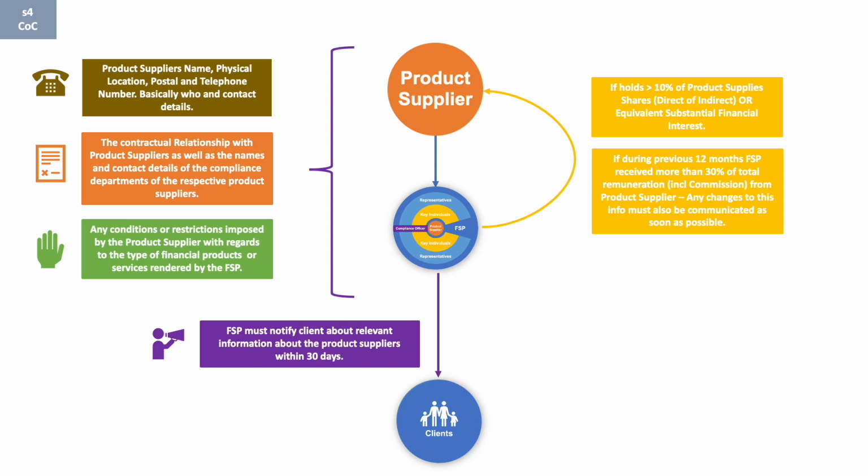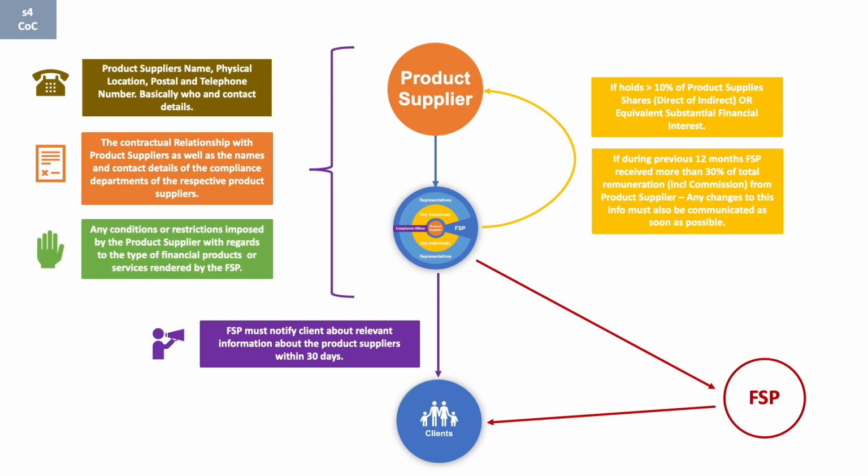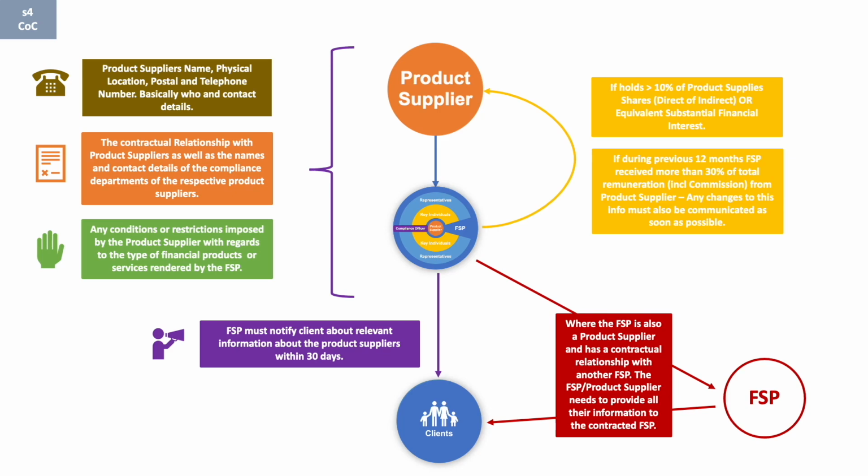Here is where things can get a bit complicated. Let's role-play this. Now say we are an FSP as well as a product supplier. And as a product supplier, we also have other FSPs selling our products through some sort of contractual relationship and/or agreement. Then it only stands to reason that we as the product supplier would need to provide all the information we have talked about to this contracted FSP so they can communicate it to their client.